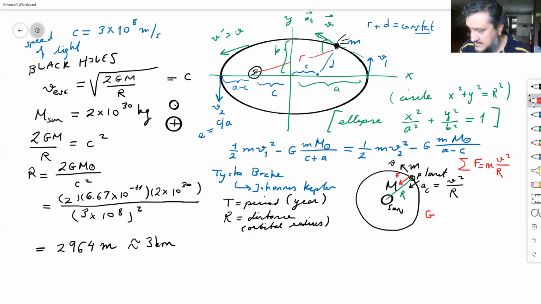That's G times the mass of the planet times the mass of the sun divided by r squared, right? Inverse square formula. Now that will be equal to the planet's mass times its velocity squared divided by r, all right?